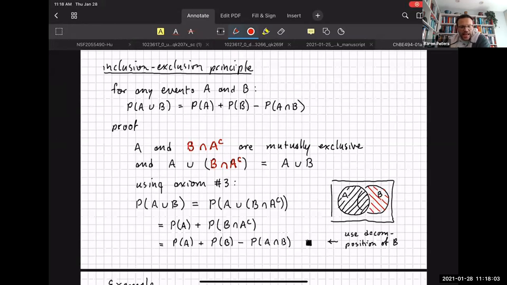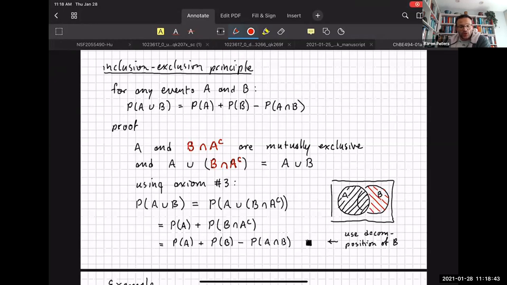Now we're going to use axiom number 3 and write down that the probability of A union B is equal to the probability of the same set, but rewritten in terms of its overlap with B and A complement. So we have A union (B intersection A complement). And this is a union now of two mutually exclusive sets inside the argument of P. And that can now be broken into the probability of A plus the probability of B intersection A complement, specifically the black part and the red part. We can add those two probabilities together separately.